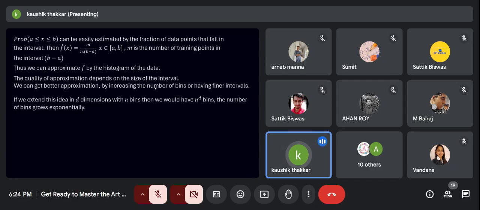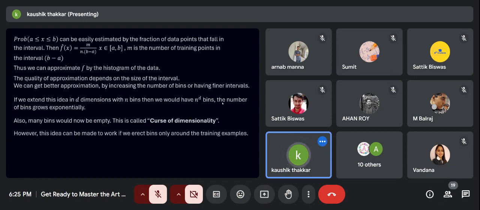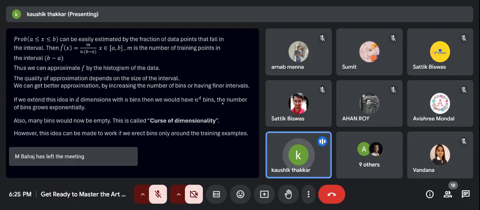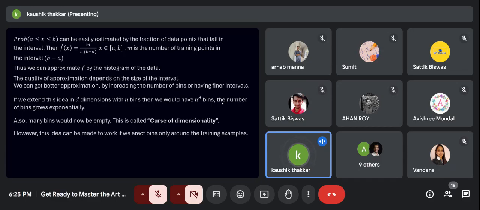If we extend this idea to d dimensions with n bins, then for 2 dimensions we will have n cross n, that is n square bins. For 3 dimensions we will have n cube bins. For d dimensions we will have n raised to the power d bins, right? So the number of bins grows exponentially, and this is a problem. Why? Because in that huge feature space, you will not find enough examples in all the bins to find a proper estimate of f, right? So this is what is called the curse of dimensionality.